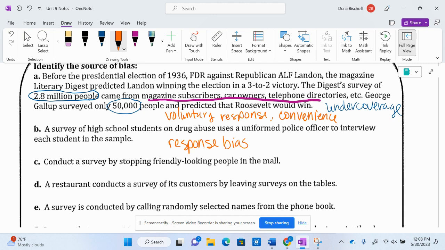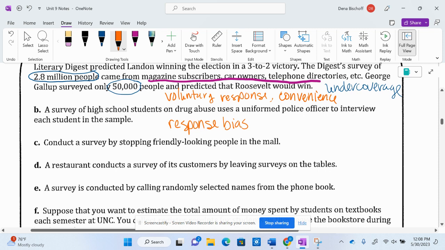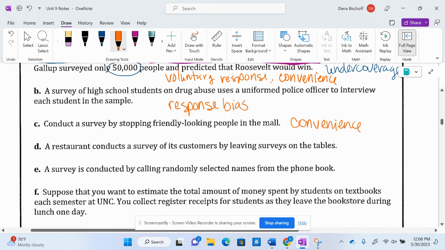You're going to conduct a survey by stopping friendly-looking people in the mall. Yep, it's a convenience survey. A restaurant conducts a survey of its customers by leaving surveys on the table. So what about all the people that don't answer it? What's that called? Yeah, non-response.